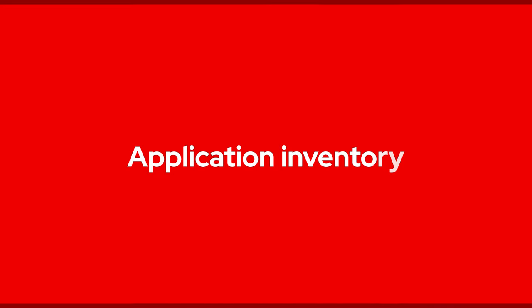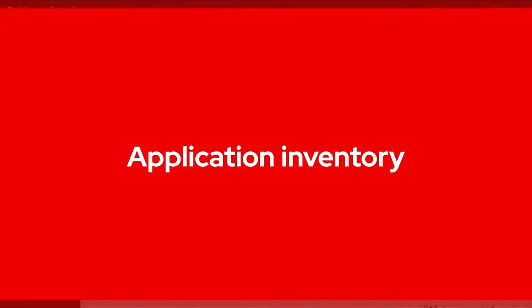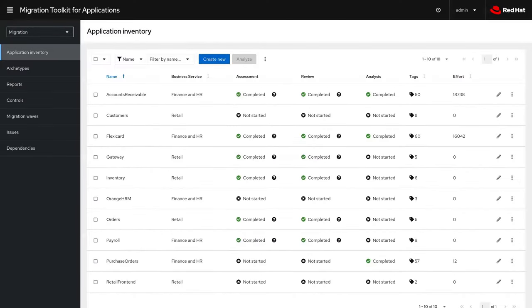The user experience in MTA 7 revolves around the application inventory, allowing organizations to have a holistic view of their application portfolio. The inventory also offers seamless integration with other tools, like the assessment and analysis modules, to surface information about the portfolio at scale.